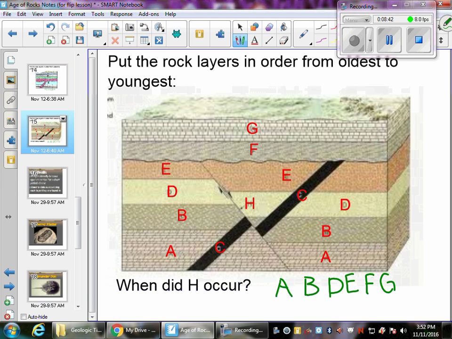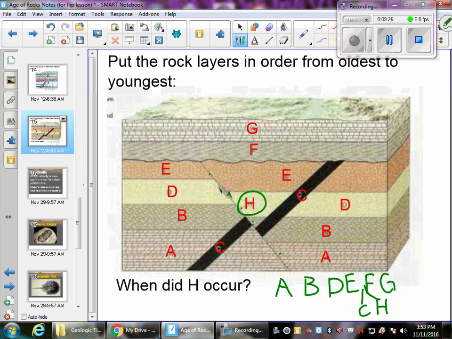But now we really want to try to figure out when C and H happened. If you look here, C had to happen before F and G got there, else it would have cut through there, but it had to happen after E. You can't have an intrusion go through something if that rock layer is not there. So we should put letter C in between E and F. But then we've also got to worry about this letter H here. It is our fault. And as you can tell, our fault went across A, B, D, E, and it also cut through C. So that means our fault had to happen after letter C was already there.